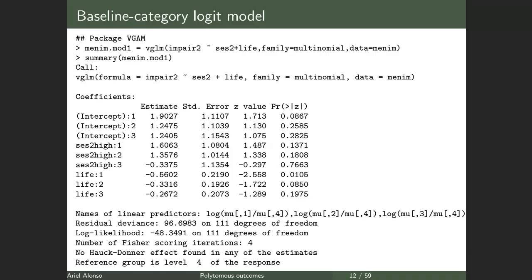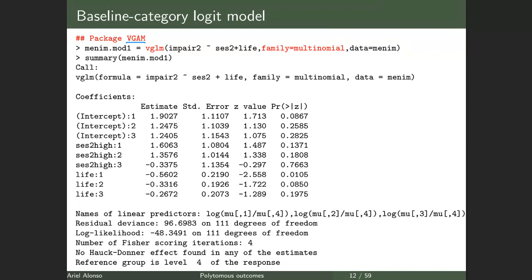And now we are going to fit our baseline category model. To do that, there are different functions that you can use in R. We are going to use the function VGLM. VGLM is a function that you can find in the package VGAM, and is really a very good function to fit all these types of models. You will see that it's very flexible, allows you to do a lot of things. There are other ways to fit this in R, but I advise you to use this function.